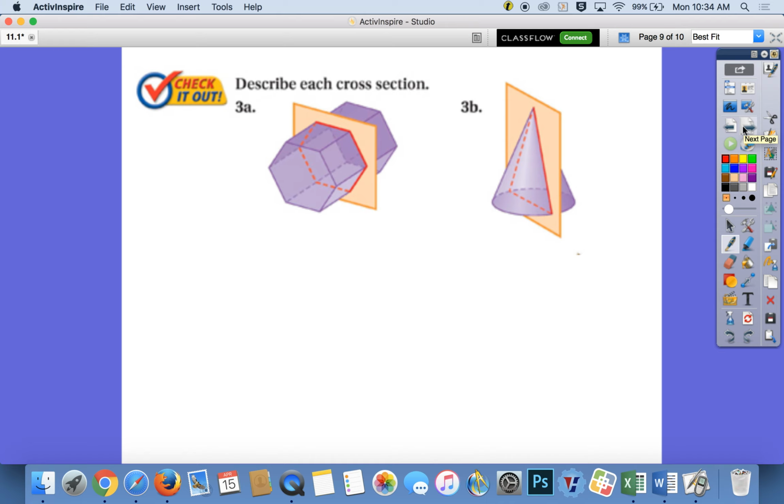Alright, why don't you guys pause the tape and take a second to jot down these. So here's your cross section right here, guys. And it's going to be the shape of a hexagon. 1, 2, 3, 4, 5, 6. Here's your cross section right here. And it's going to be the shape of a triangle.